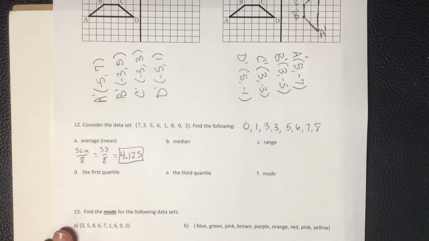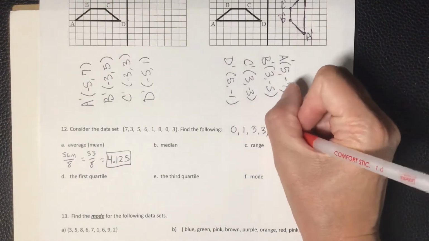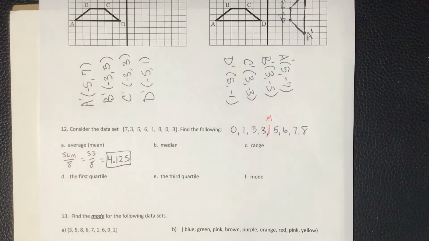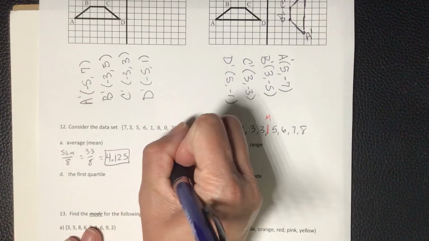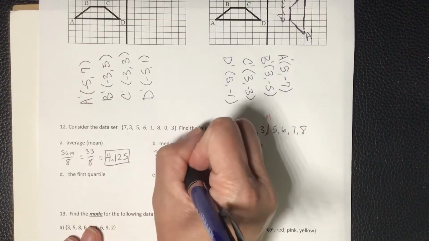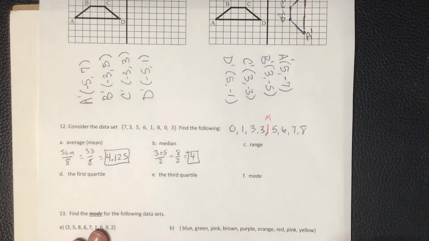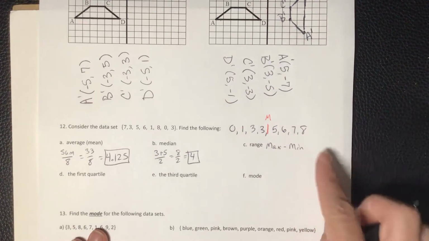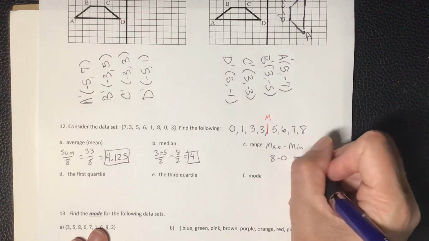Now for the median, we want to find the middle value. Since there's 8, the median will fall with 4 on each side. You can think of this a couple of ways. You can take the number halfway between 3 and 5, which would give you 4. Or you can average 3 and 5. That would give me 8 divided by 2, which is 4. Now the range is going to be the max minus the min. So the biggest number minus the smallest number, that would be 8 minus 0, which gives us 8.